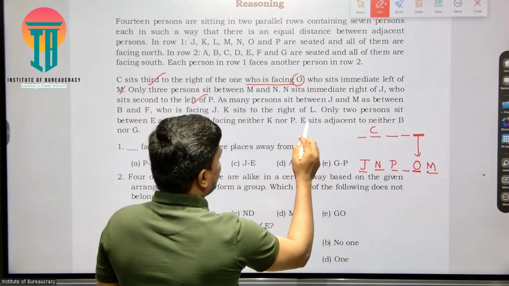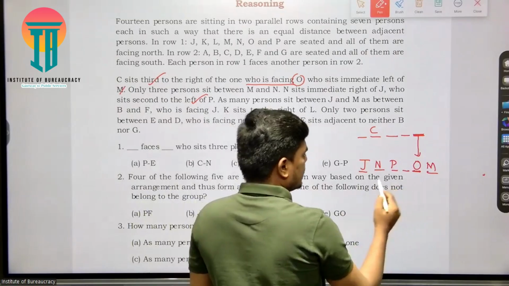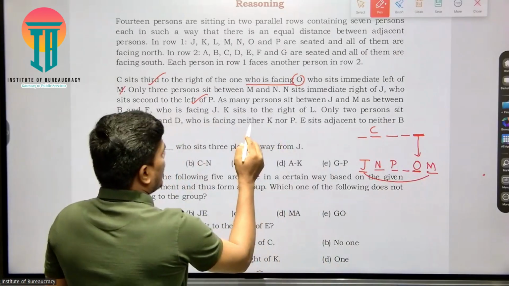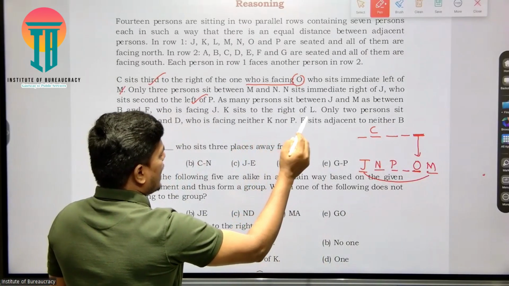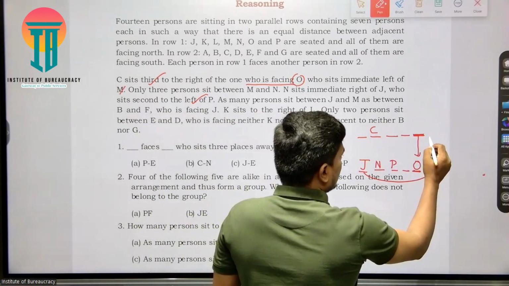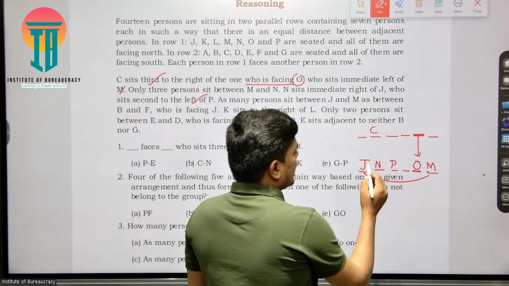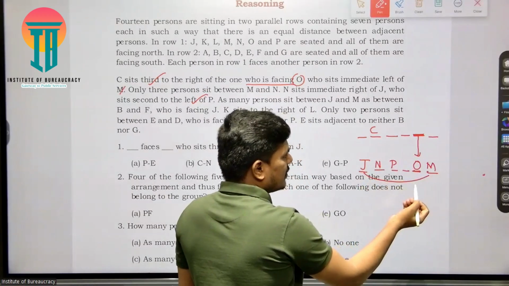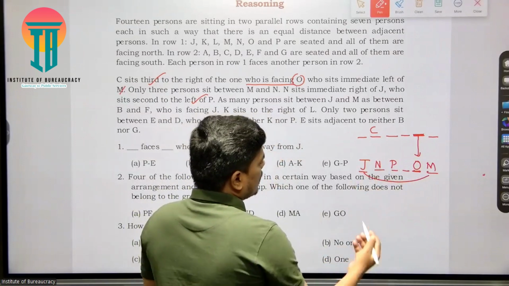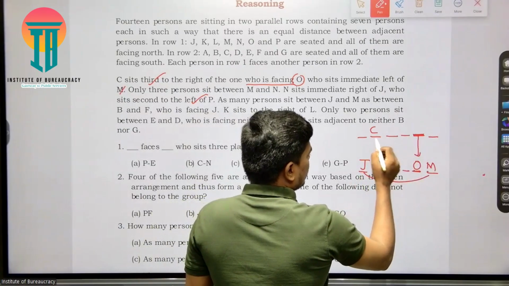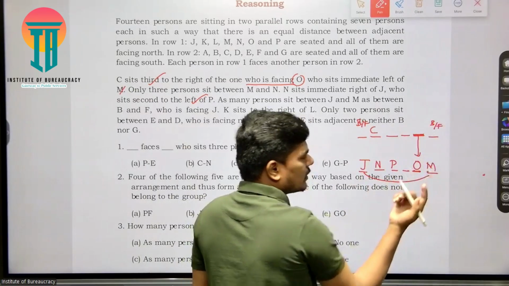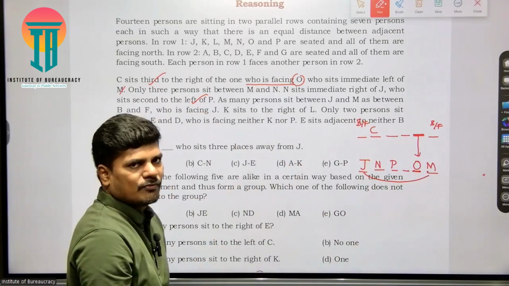As many persons sit between J and M. J and M, how many persons? 1, 2, 3, 4. What we are saying? As many persons sit between J and M as between B and F. So between J and M there are 4, which means between B and F is also going to be 4. Maybe here you see 1, 2, 3, 4. Maybe here B and F or here B and F, that we don't know. In between there are going to be 4.